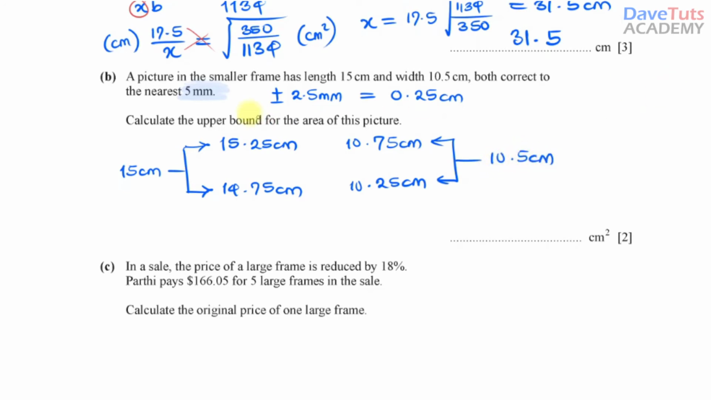Now that we are being asked to find the upper bound for the area, that means we are going to multiply the upper bound of the length and the upper bound of the width. So this is what we are looking for. If we were looking for the lower bound of the area, then we could have multiplied the lower bounds for the width and the length as appropriate. So since this is what we are looking for, our area, which is the upper bound, is going to be 15.25 multiplied by 10.75.